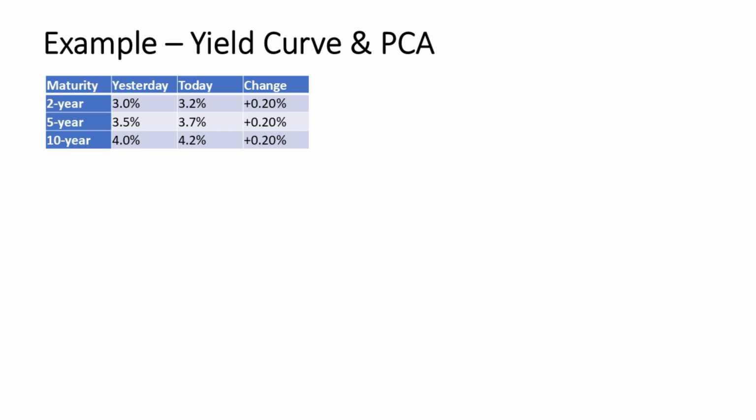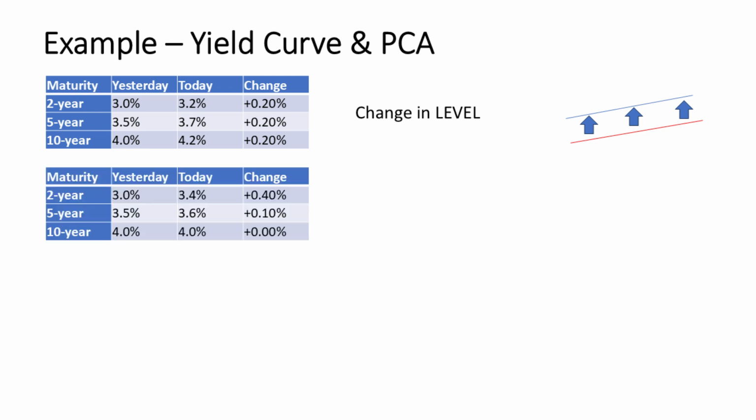Here's an example. This is the yield curve yesterday versus today for the following maturities, 2 years, 5 years, and 10 years. So the change is 0.20%. Notice all yields went up by the same amount, and that's a level shift or a parallel shift. Now suppose instead that it looks like this, where the 2-year, 5-year, and 10-year rates move by this much with the following changes. Here, short-term yields rose a lot. Long-term yields barely moved, and that's a slope change. The yield curve is flattening.